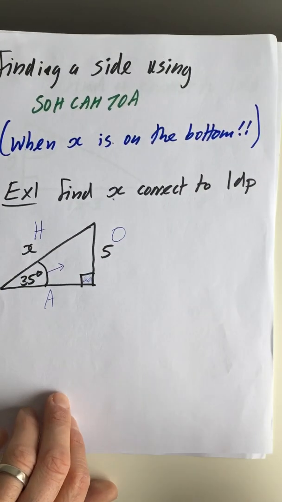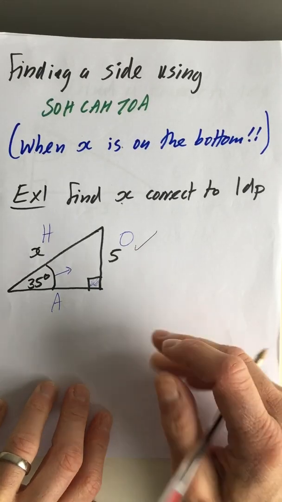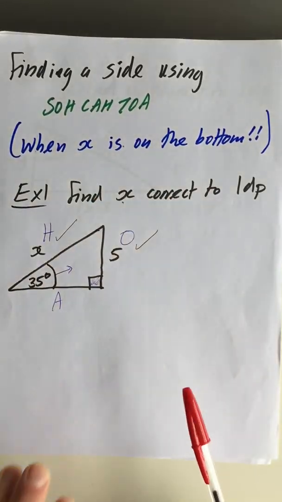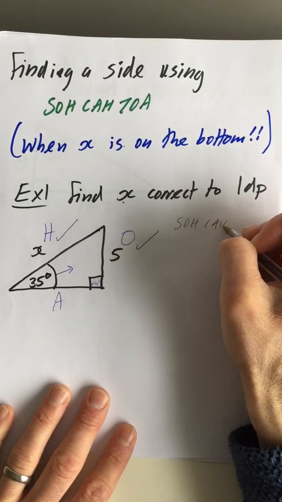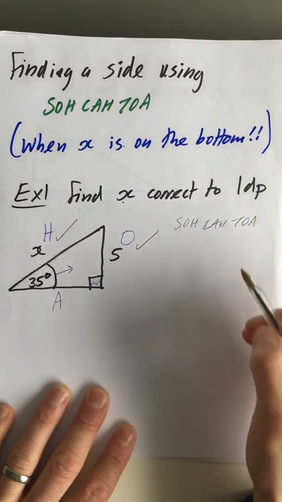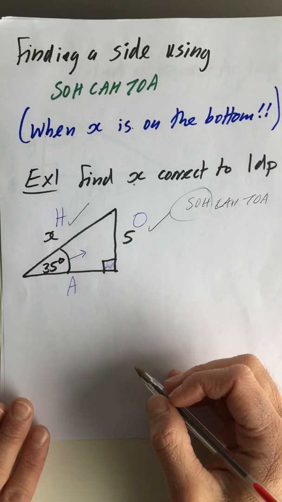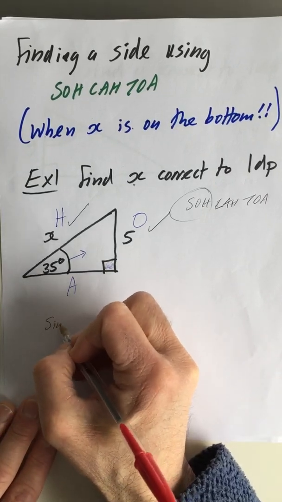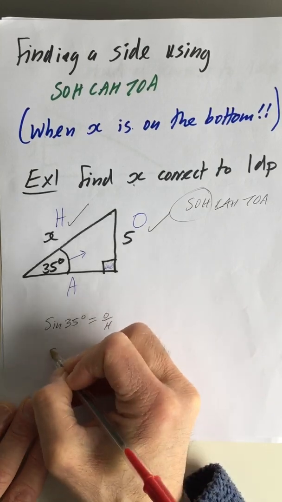We then tick the ones that we know. We know O, and the one that you want to know, we want to know H. So which ratio from SOHCAHTOA has O and H in it? The answer is sine. So I'm going to use sine here. I'm going to write sine 35 degrees is O over H.